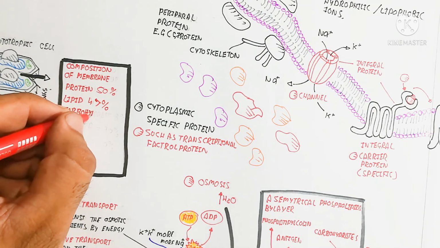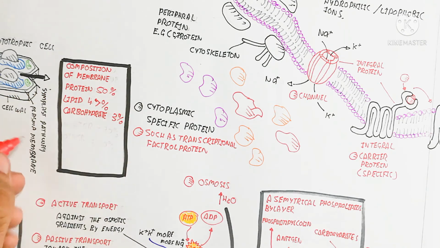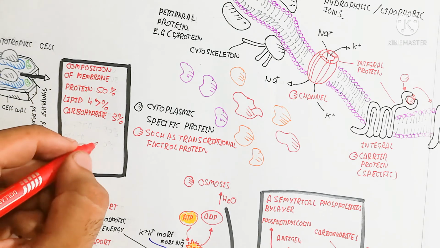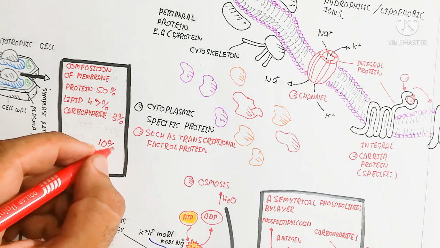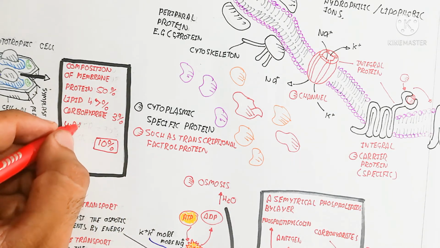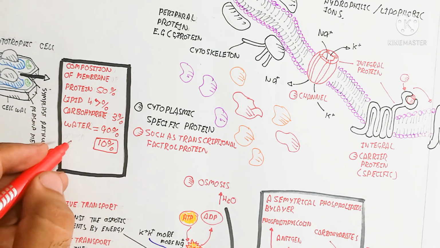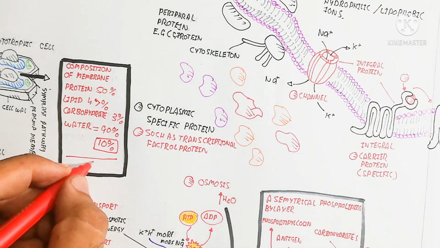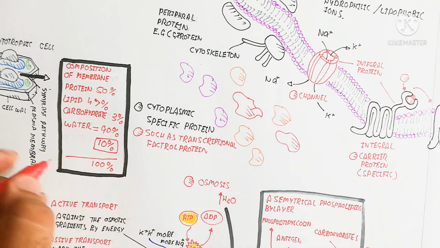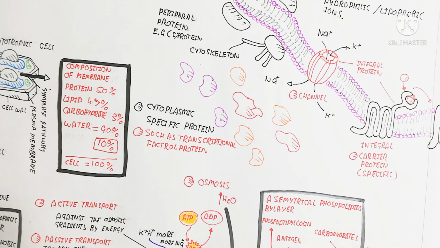On the other hand, an example of a peripheral protein is the G protein, and the cytoskeleton is attached to the peripheral protein. Peripheral means beside the cell membrane. So cytoplasmic specific proteins are present, such as transcription factor proteins. These transcription factor proteins provide the second messenger. On the other hand, the composition of the membrane is protein 50%, lipid 47%, and carbohydrate 3%, of the 10% of that content, and the other 90% is water. So I hope this makes sense about the cell plasma membrane.